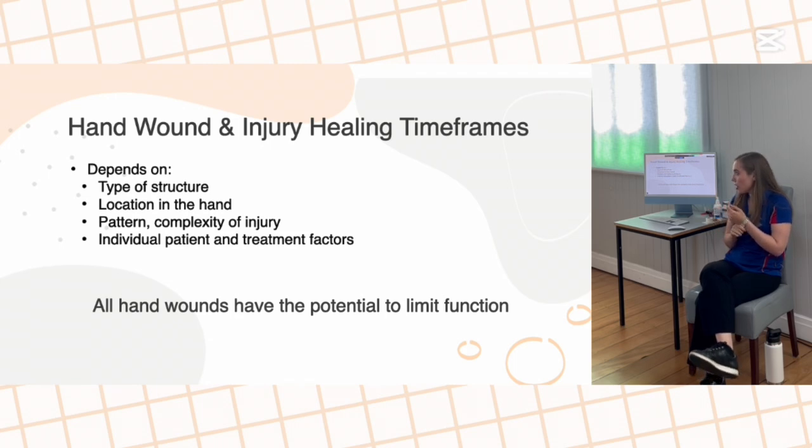But I found this statement, and it's that all hand wounds have the potential to limit function, and it's so important to remember that because it can limit our flexion or extension or sensation, or it can be very hypersensitive. So we don't want that to happen. That's a complication we're trying to avoid.